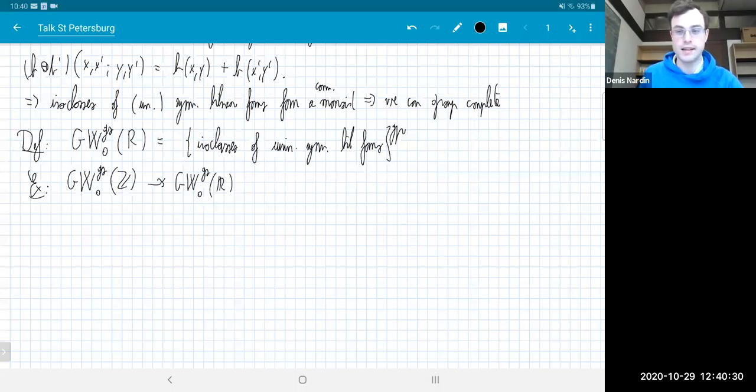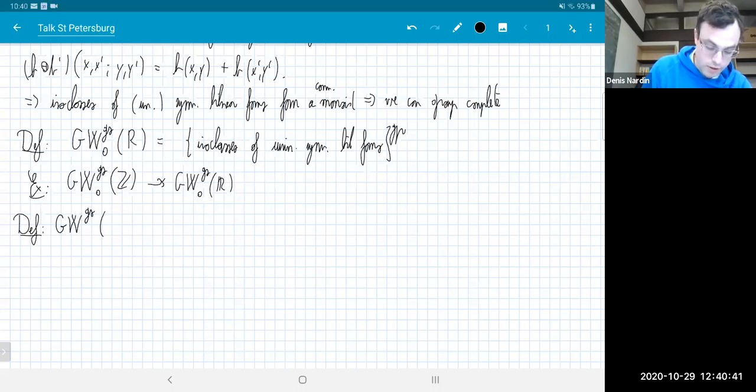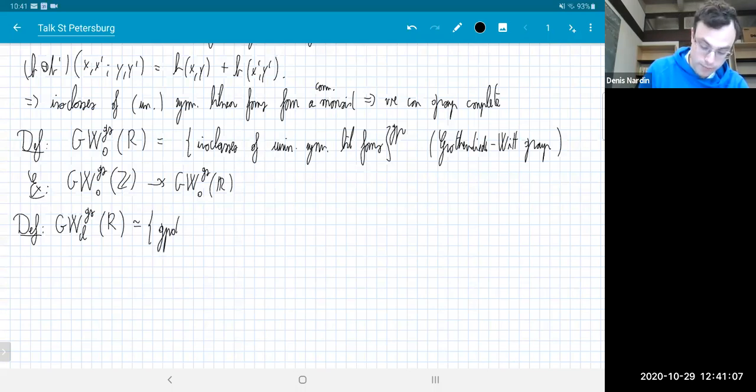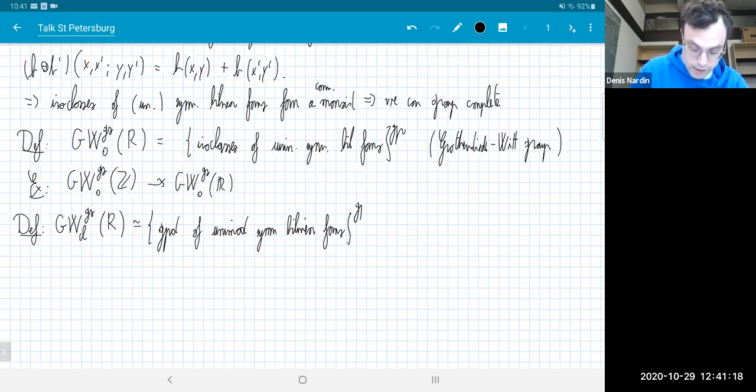But since I assume people have seen algebraic K-theory already, no one is going to be surprised when I say that the better definition we can give is not just the Grothendieck-Witt group. Well, let me put a CL here for one second. Sorry, this is the Grothendieck-Witt group, but the Grothendieck-Witt spectrum, where instead of taking isoclasses, we take the groupoid of unimodular symmetric bilinear forms, and we group complete.